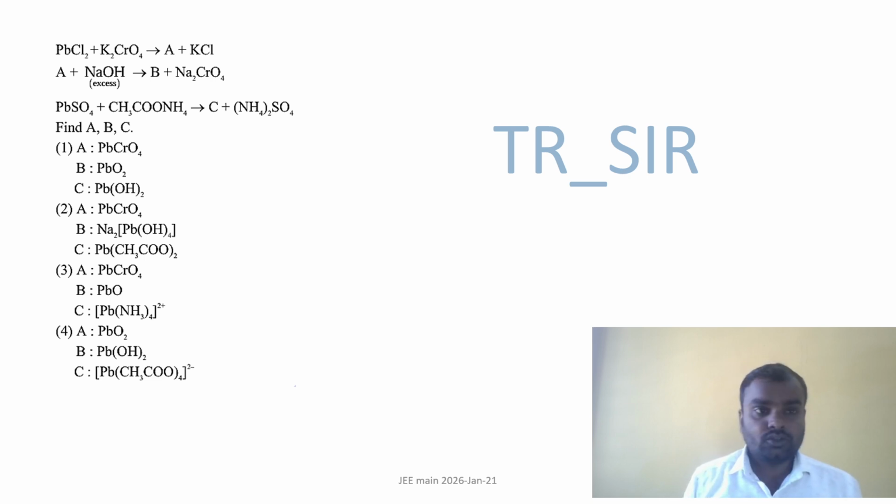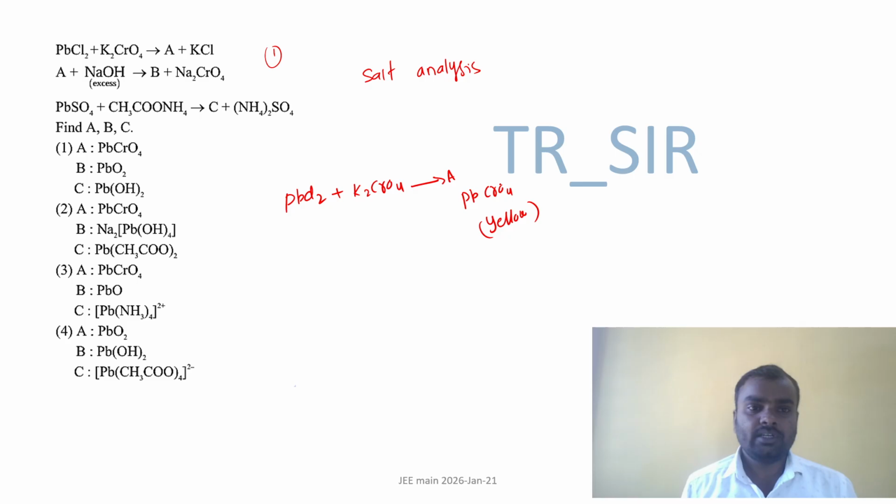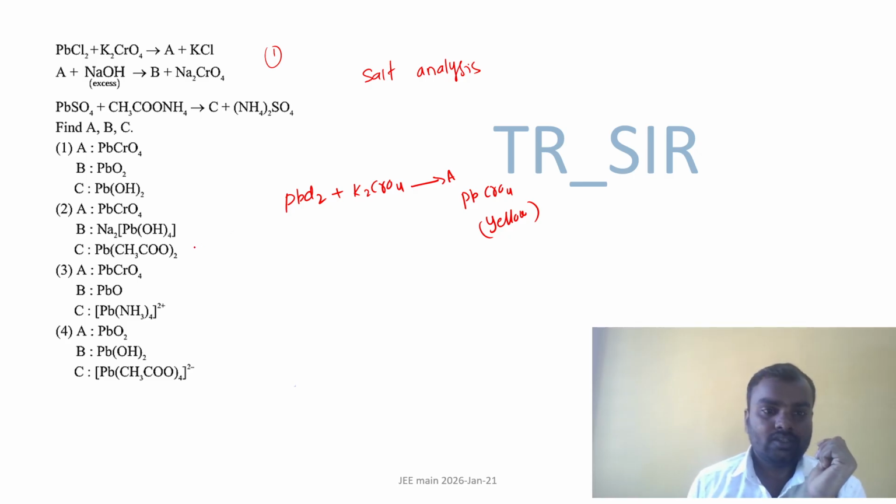Okay, question number one. It has been framed from salt analysis. The question gives the salt PbCl2, and when we treat it with K2CrO4, it gives A. What kind of A is coming here? PbCrO4, which will be forming yellow. So A must be lead chromate.